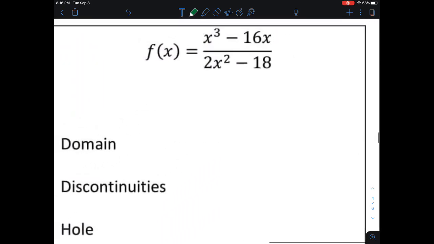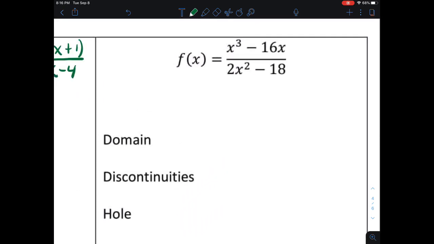All right, one more example here. We have this rational function like we've done for all the other ones. Let's factor this problem completely so that we can look and see what we have.